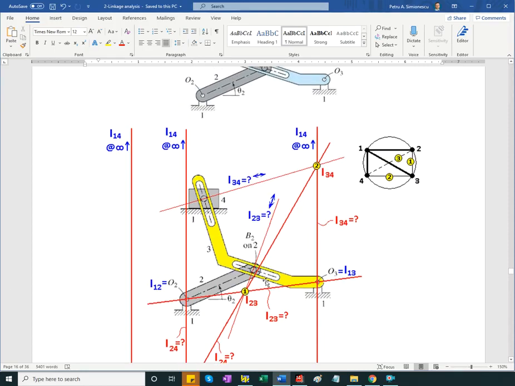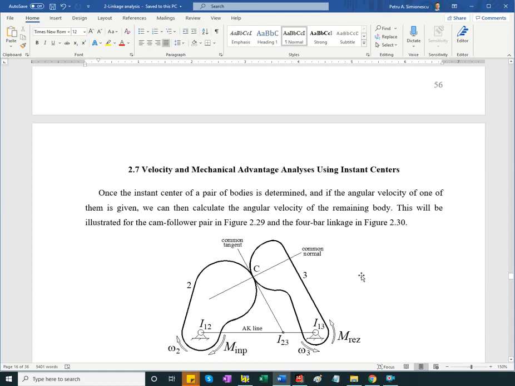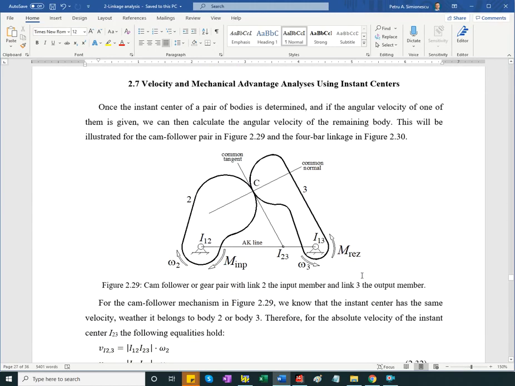So again, studying what is here, with the comment that you need to find instant center 2, 3 and 3, 4 before you can find instant center 2, 4. I would say it's enough for your study. Okay, other applications of the instant center are for velocity analysis and mechanical advantage analysis.